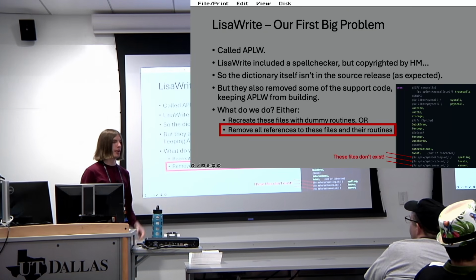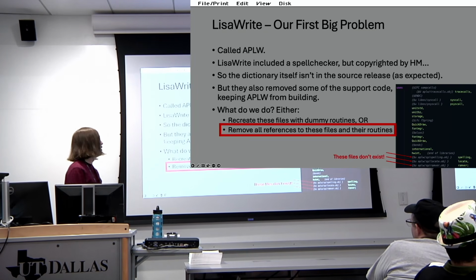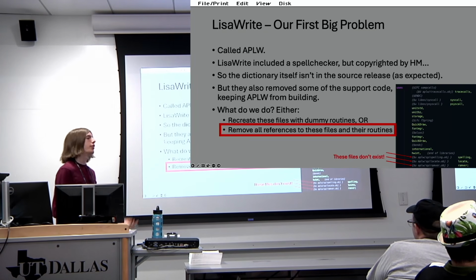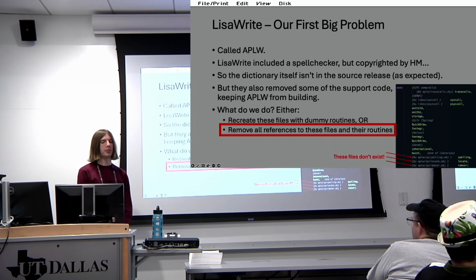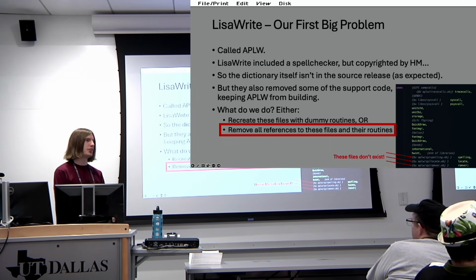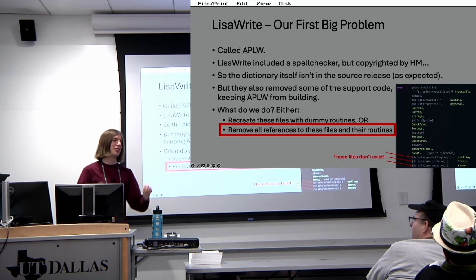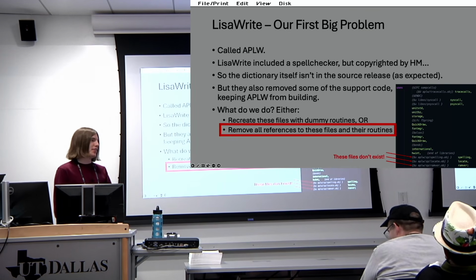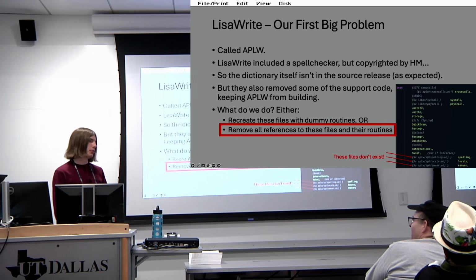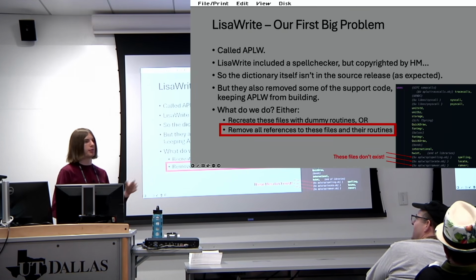And this is where we had our first major roadblock. Lisa Write was actually pretty cool because it had a spell checker built in, but it's copyrighted by HM, Houghton Mifflin. I don't know how you say that, but that company, I'll call them HM from here on out. The dictionary itself wasn't included in the source release because, of course, it's still copyrighted. We didn't expect that to be included.